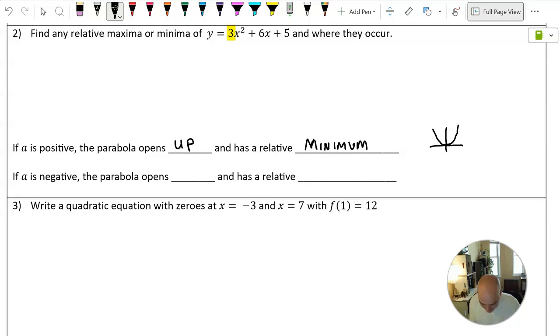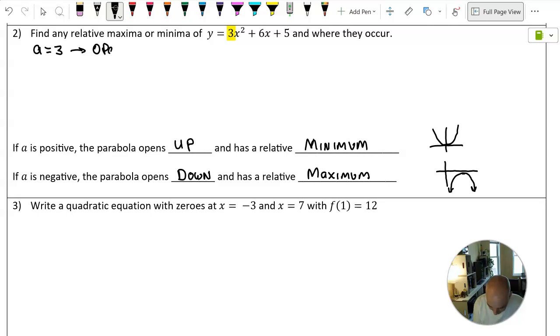On the other hand, if that a value is negative, then you're looking at a parabola that opens downwards. It doesn't have to be at the origin. It could look like that. And then your parabola would have a relative maximum. So in this case, a is 3. So we know this opens up, and that we're going to be looking for a minimum. And we're not actually looking for a maximum.